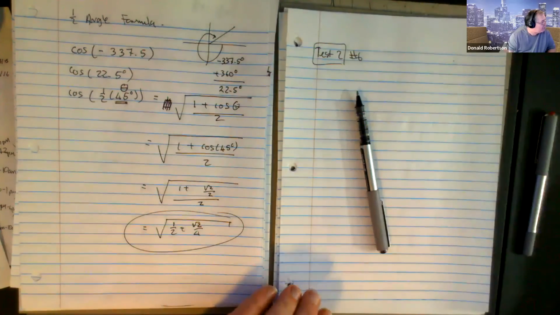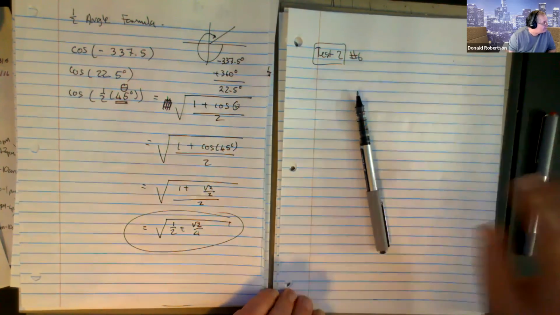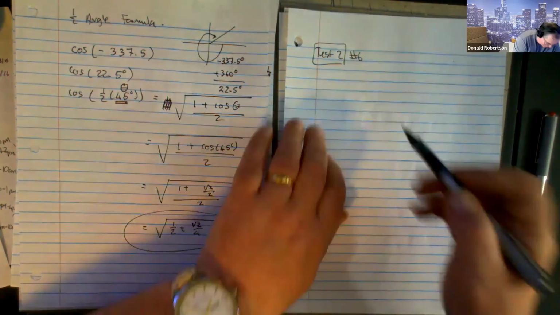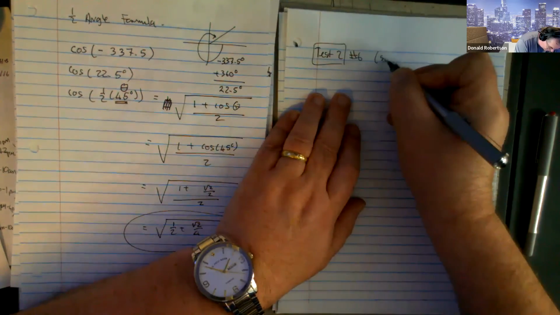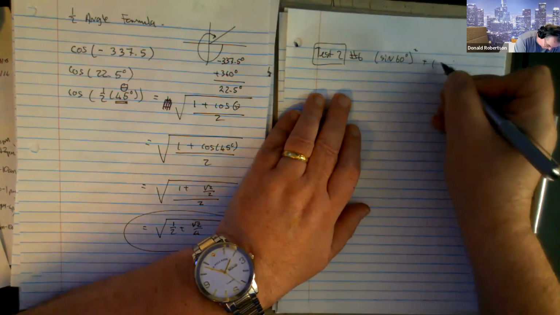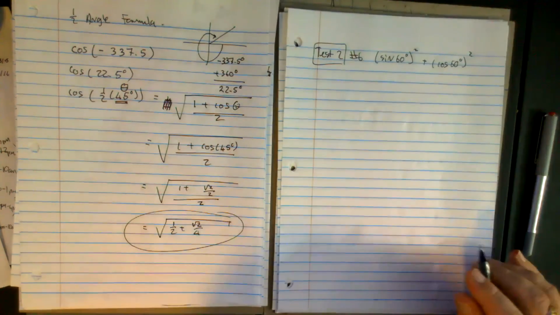Okay. Give me a moment, I'll go hunting for that one. There we go. Just make sure, is it this one? The sine of 60 degrees squared plus the cosine of 60 degrees squared. Is it that one? Yeah.